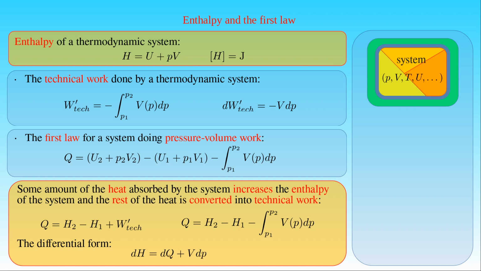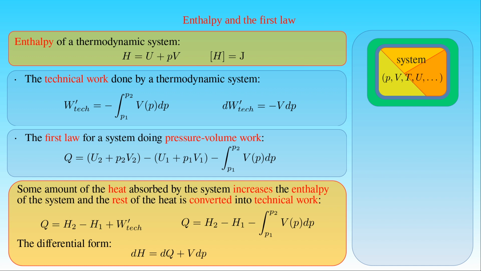If we keep the original form of the last term, we can write that the heat Q is given by the final enthalpy H2 minus the initial enthalpy H1, minus the integral of the volume V with respect to the pressure P from the initial pressure P1 to the final pressure P2. This form can also be used to write the first law in differential form, stating that an infinitesimal change in the enthalpy H is equal to the infinitesimal amount of heat Q absorbed by the system, plus the pressure P of the system times the infinitesimal change in the volume V of the system.